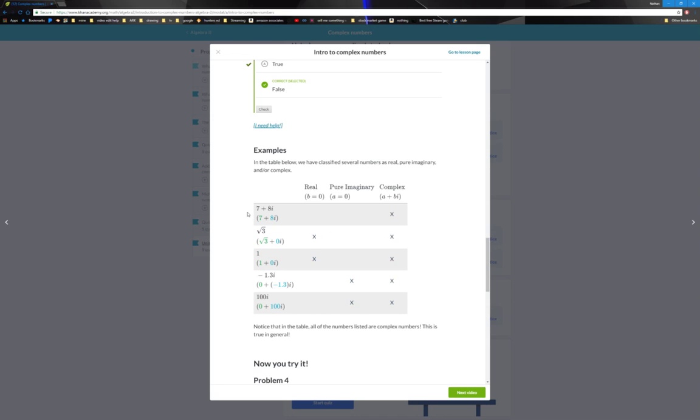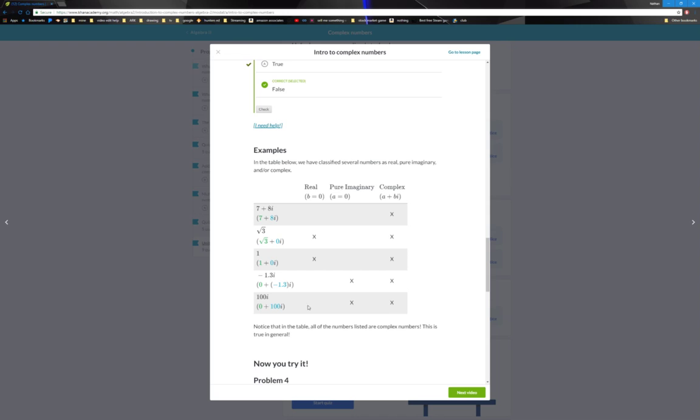So, see 7 plus 8i. It's not a real number, but it is a complex number because it has both parts. This one is a real number, but it's not a pure imaginary number because b equals 0. This right here equals 0. But it is a complex number. It's a similar thing. b equals 0, so it's a real number, but it's also a complex number. We know that this is pure imaginary because it has the i, but it doesn't have another part. a equals 0, so it's complex as well, though. And 0 plus 100i, that is a pure imaginary number because of this.